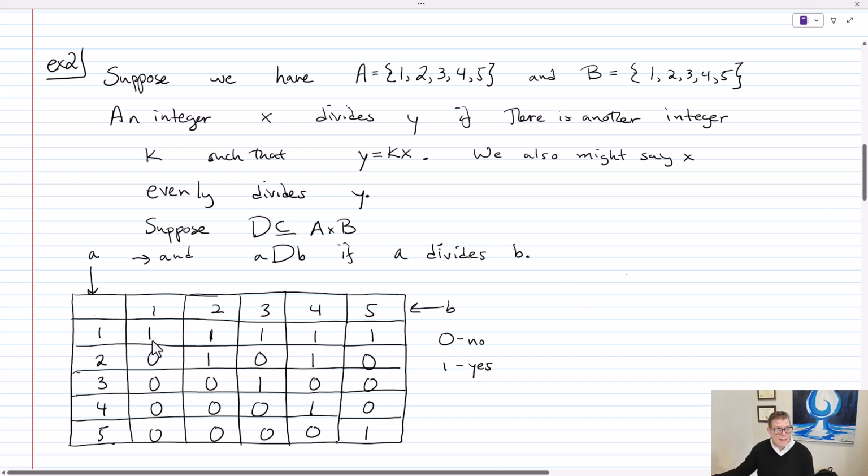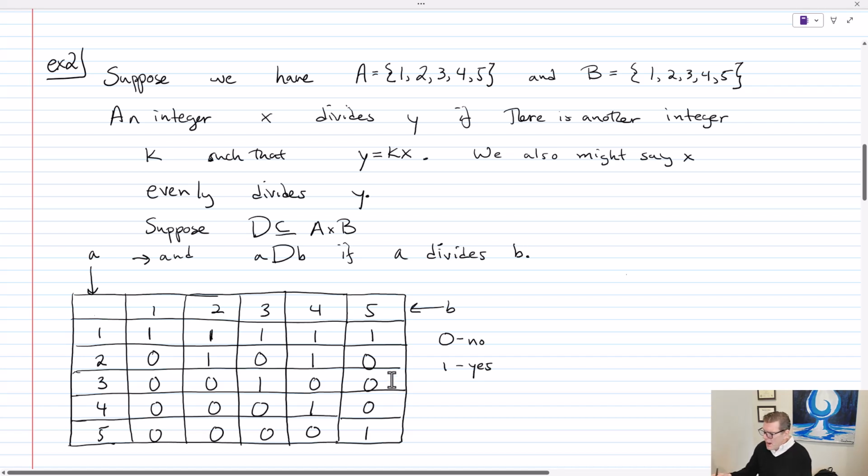So 1 divides 1, that's true, that's a yes, I'm going to make that a 1, just like my Boolean algebras. 1 divides 2, that's also true. 1 divides 3, true as well. 3 divided by 1 is 3, all good. 1 divides 4, yes. 1 divides 5, yes. We go down, and now, does 2 divide 1? No, it does not, so we're going to put in a 0. Does 2 divide 2? Yes, it does. Does 2 divide 4? Yes, it does. And so on and so forth, and we can fill in the entirety of this table utilizing that division rule.